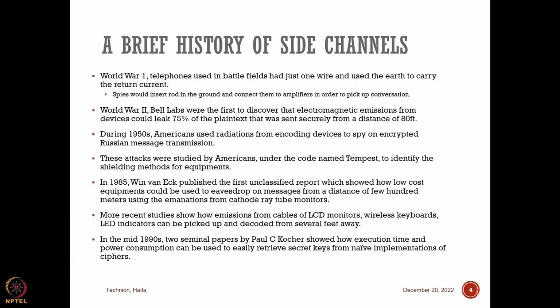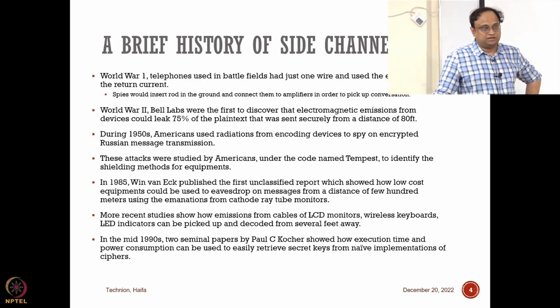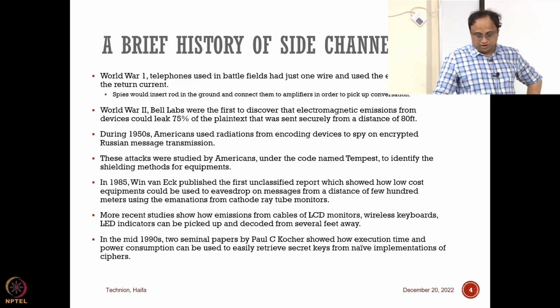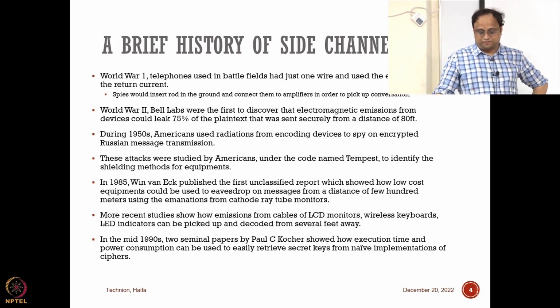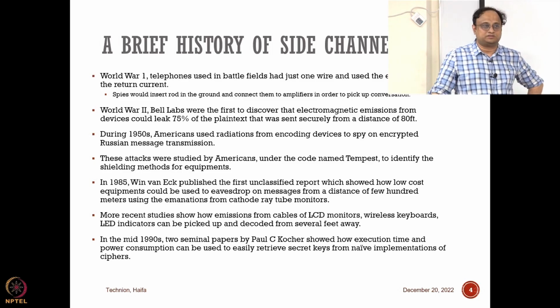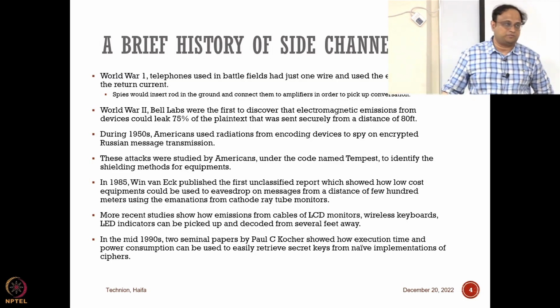So here is a brief history of side channels. You can take a quick look at this, and I will not go into details. But it turns out that even during World War I and World War II, people did interesting experiments which are equivalent to what we call side channels today. Apparently in World War II, Bell Labs were the first to discover that electromagnetic emissions from devices could leak 75% of the plain text that was sent securely from a far away distance. This was a classic example of how electromagnetic radiations were used. Likewise, there are several interesting examples, and I will leave this slide at your disposal. You can have a look at these.